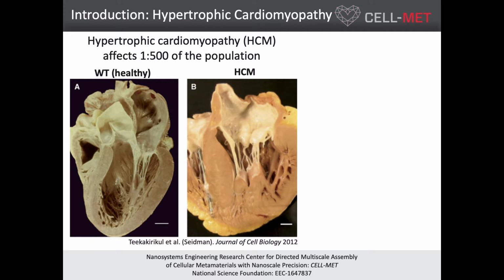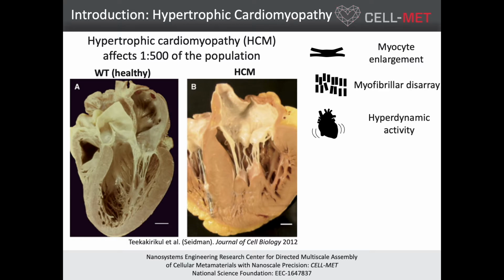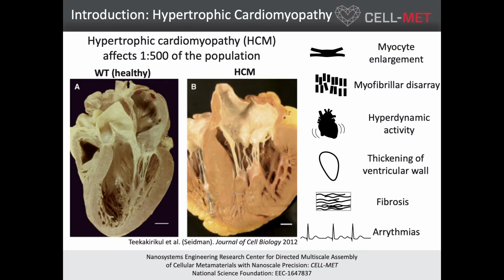HCM affects 1 in 500 of the population. On the left is a healthy heart, and on the right is one from a patient with HCM. HCM results in cardiomyocyte enlargement, myofibril disarray, hyperdynamic activity of the heart, thickening of the ventricular wall, seen here, which then leads to diastolic dysfunction since the ventricle cannot fully fill. HCM can also lead to fibrosis and arrhythmias, all of which can lead to sudden cardiac death in otherwise healthy patients.